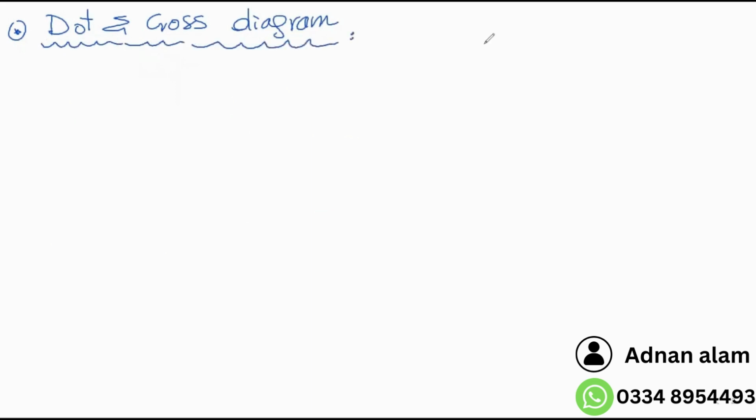Before making a dot and cross diagram, you need to confirm that the bond present is ionic bond. And how would you confirm? If the bond is between metal and non-metal, then the bond will be ionic bond. So before making the dot and cross diagram, you need to confirm whether the bond is ionic or covalent. If it is ionic, then you need to go for a dot and cross diagram like the one I just made for sodium chloride.